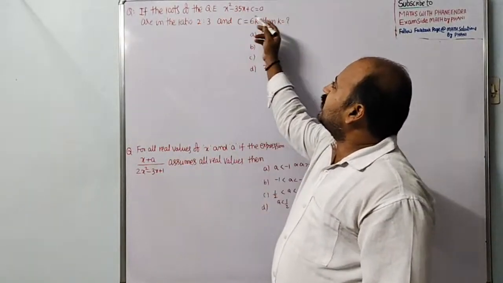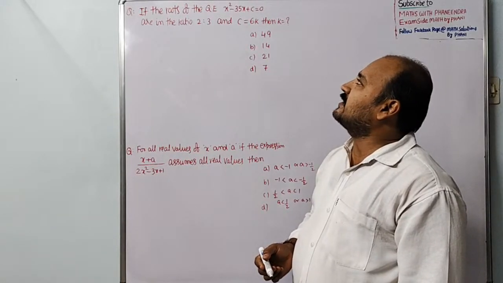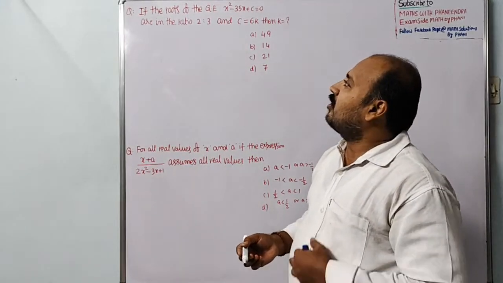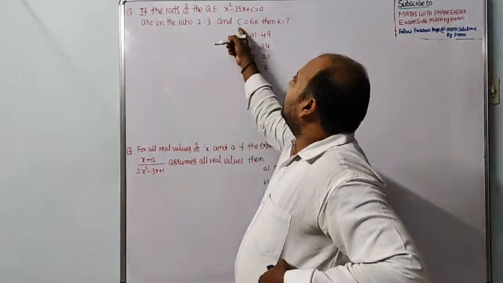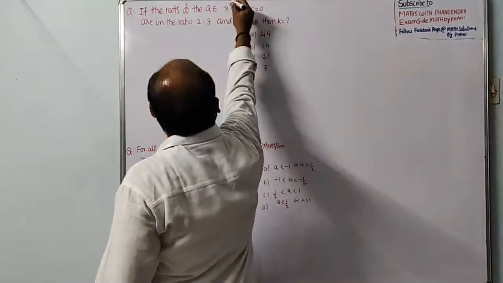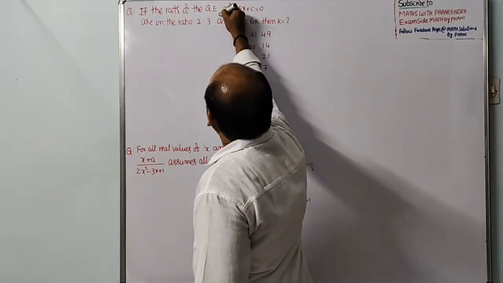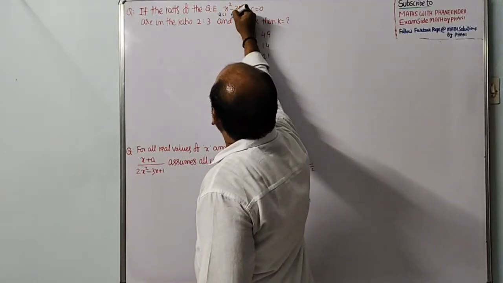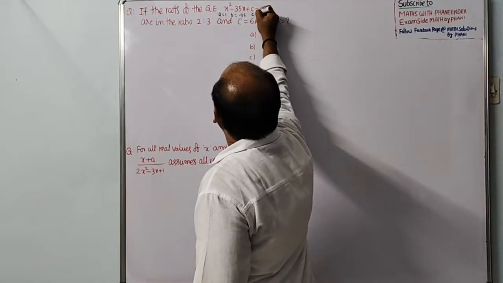Let us have a discussion on the question here. If the roots of the quadratic equation x square minus 35x plus c equal to 0 are in the ratio 2:3 and c equal to 6k, then k equal to. So this quadratic equation compared with x square plus bx plus c: a value 1, b value minus 35, and c value 6k.